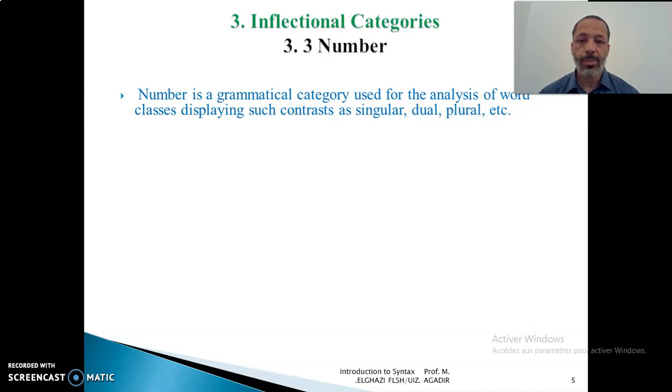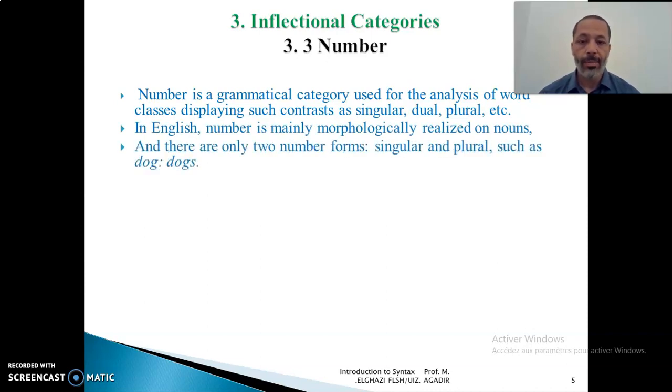Okay, so first of all, we start with number, the category of number. Number is a grammatical category used for the analysis of word classes displaying such contrasts as singular, dual, plural. So when we use the term number in English, for example, okay, it is realized on nouns. It is not realized on adjectives, unlike French, in which we have number realized on nouns and adjectives and also verbs. And there are only two number forms, the singular form and the plural form, such as dog, dogs, student, students, and so on.